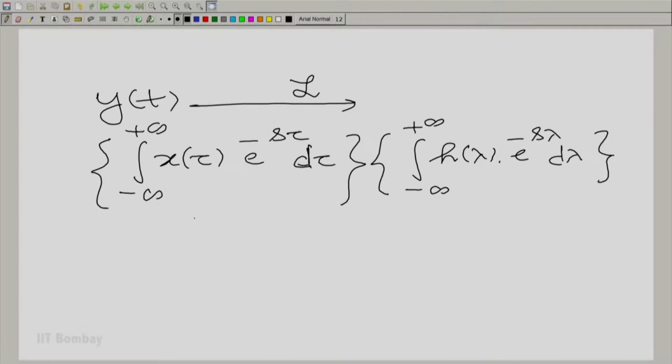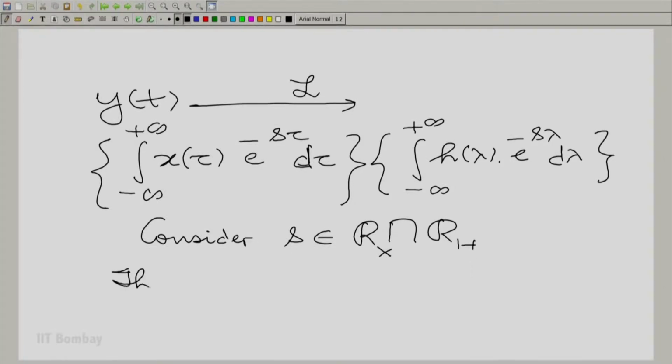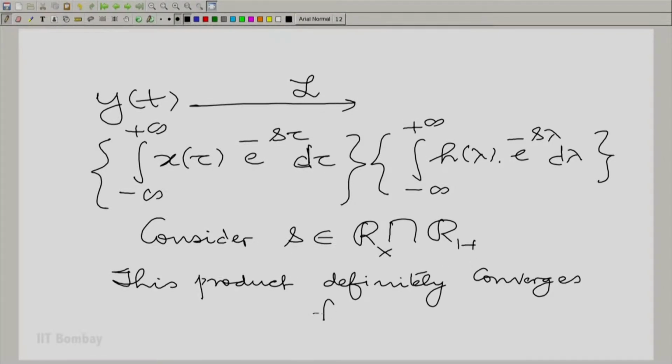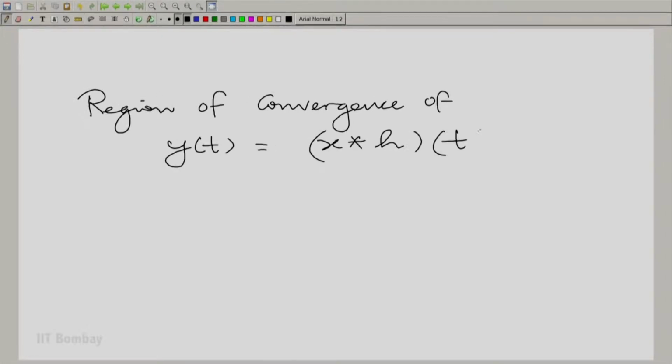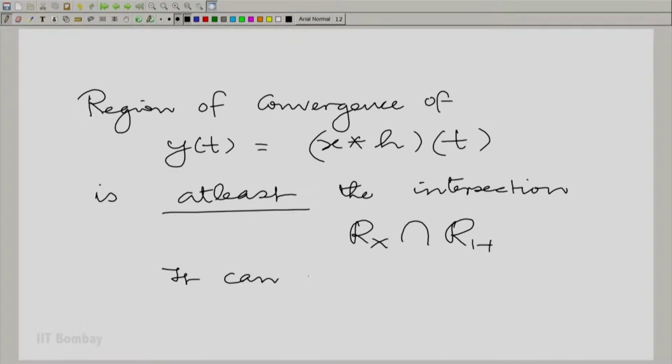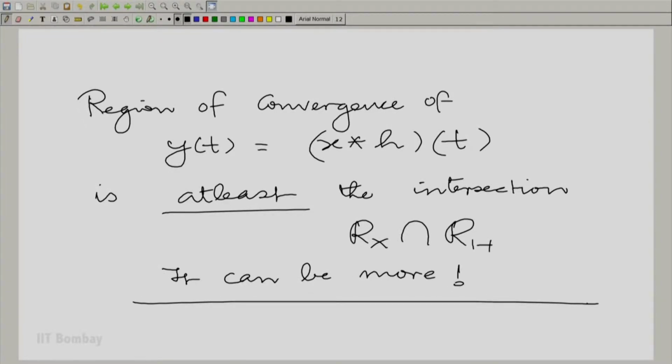Now, suppose there is an s which belongs to the intersection of the two regions of convergence. This product will certainly converge for that s. So, one thing we can say with certainty, the region of convergence includes this intersection. So, if you ask me what is the region of convergence of x(t) convolved with h(t), the region of convergence of the convolution is at least the intersection. It can be more. Let us take an example.